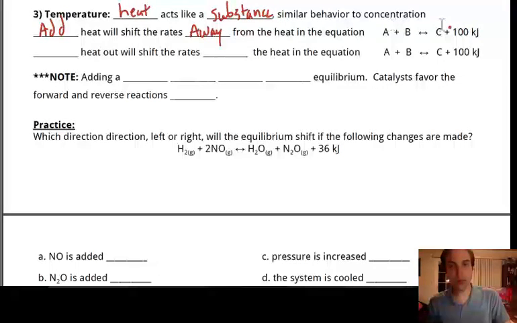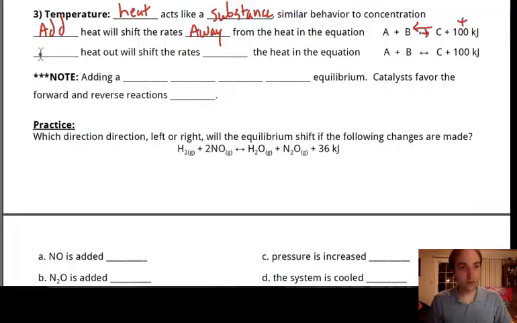So you can think of it over here. Here we have our equation. I've added some heat here. So if we add heat, it's going to shift it away. The heat is on the right side of the equation. So shifting away means it's going to shift it to the left, or it's going to increase the reverse rate. Think of it either way. It's shifting in a direction, so shifting left, which means the reverse rate is increasing, and the forward rate is going to be kind of sluggish, slow.